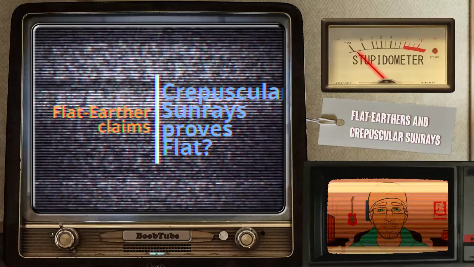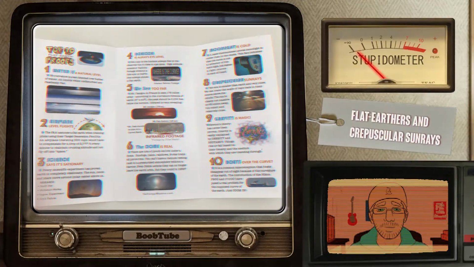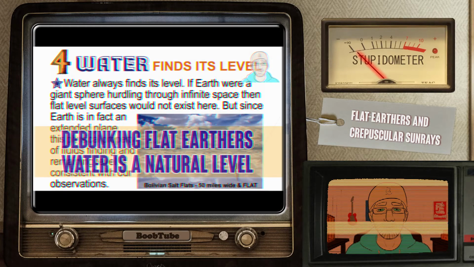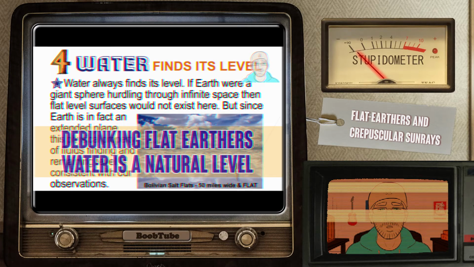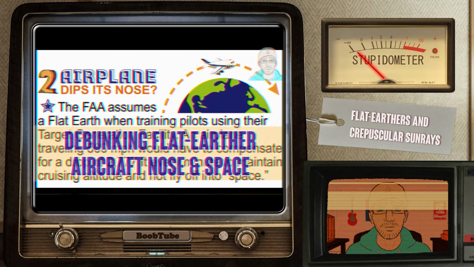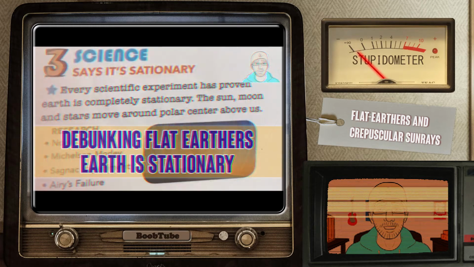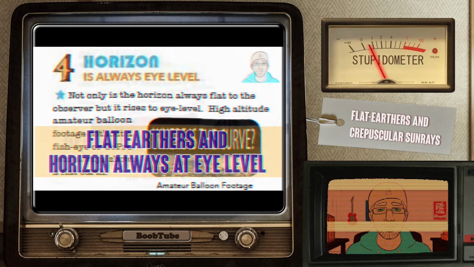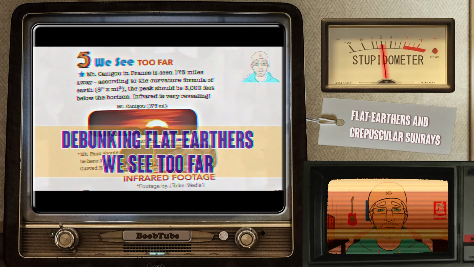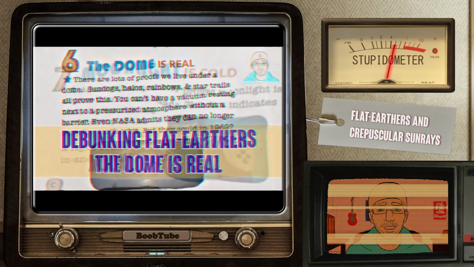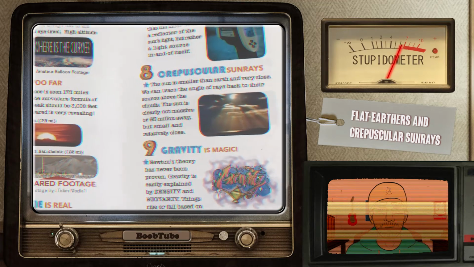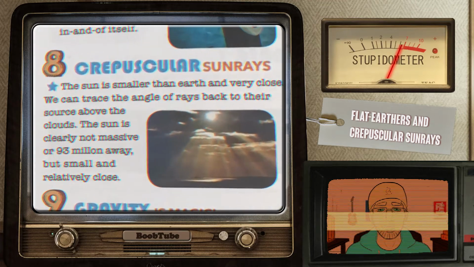This is a series where I take a look at one of the flat earth flyers and discuss/debunk one section at a time. So far we covered water is a natural level, airplane level flights, science says Earth is stationary, horizon is always eye level, we see too far, dome is real, and moonlight is cold. This video is all about crepuscular sunrays.